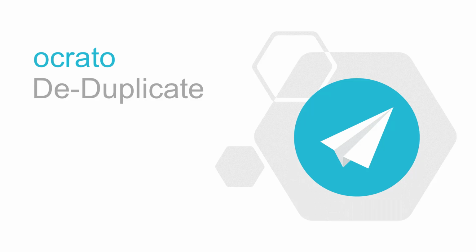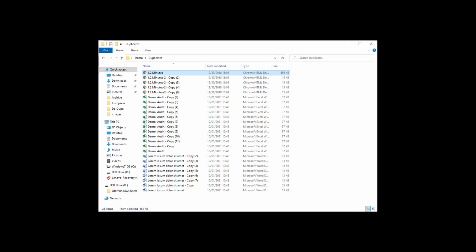In this video, we will look at the deduplicate feature in Ocrato. This feature allows you to remove the duplicate files or replace the duplicate files with a link to the original document. We will use this sample of files which contains several duplicates.